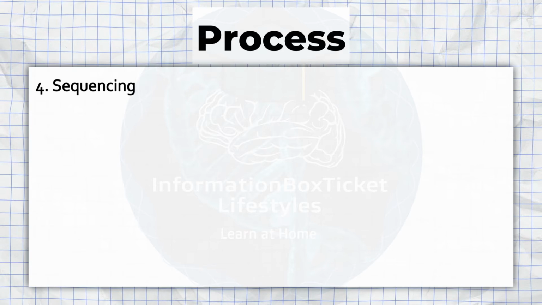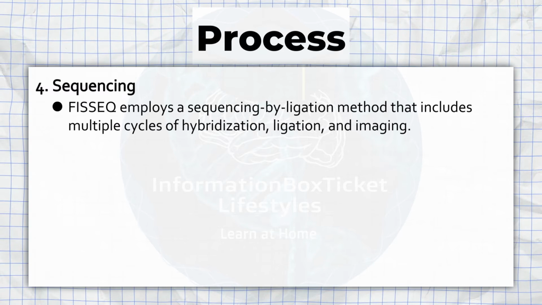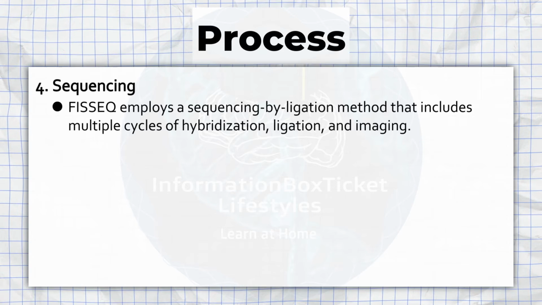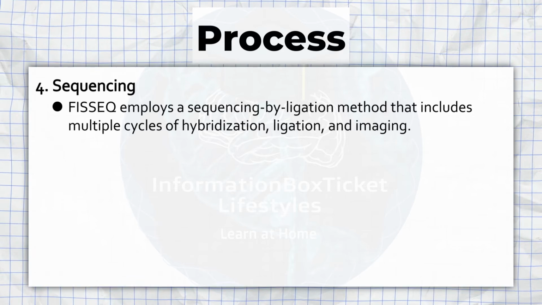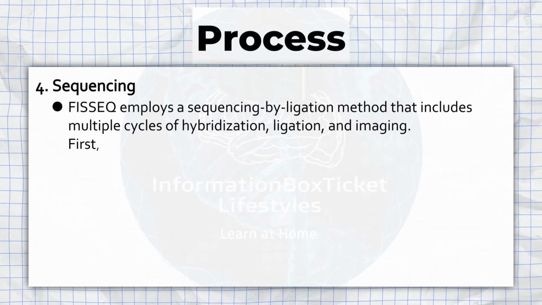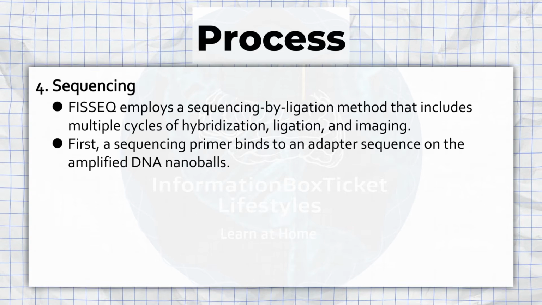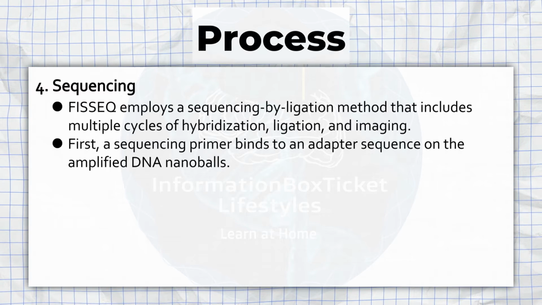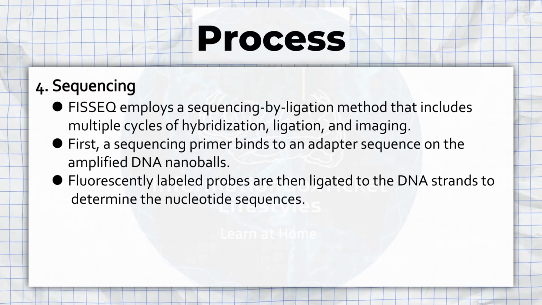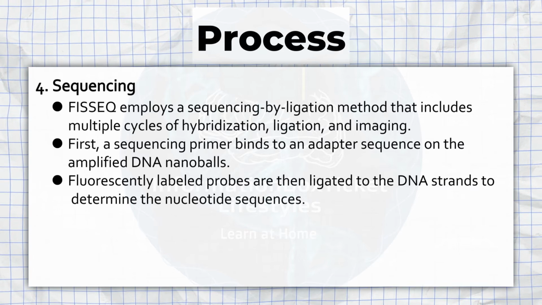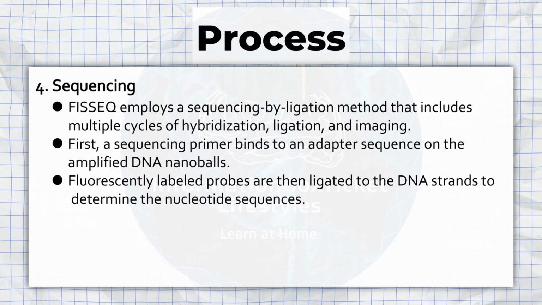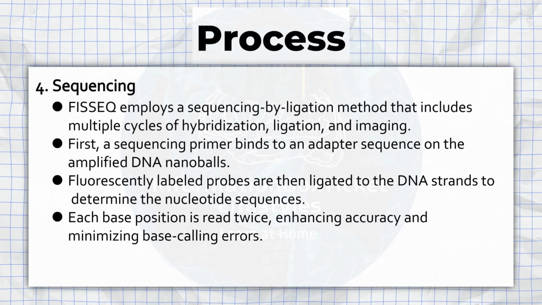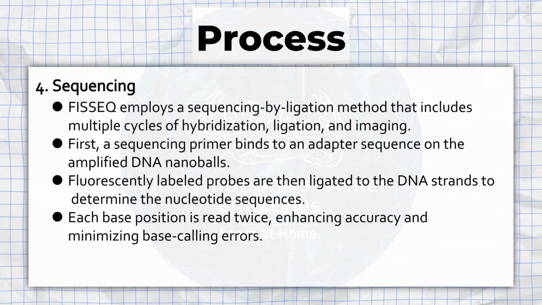Number 4, sequencing. Fluorescent in situ sequencing employs a sequencing by ligation method that includes multiple cycles of hybridization, ligation, and imaging. First, a sequencing primer binds to an adapter sequence on the amplified DNA nanoballs. Fluorescently labeled probes are then ligated to the DNA strands to determine the nucleotide sequences. Each base position is read twice, enhancing accuracy and minimizing base calling errors.